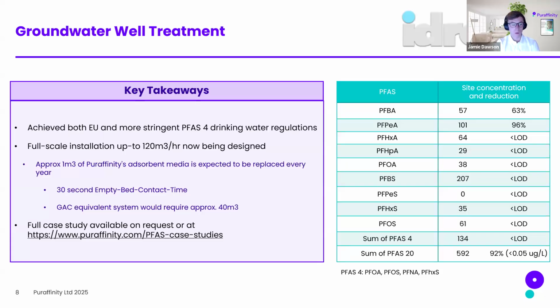We're estimating 1 meter cubed of our media is required on an annual replacement basis, and that's operating at a 30-second contact time. And when you compare that to what a GAC equivalent system might be, about 40 meters cubed, you're looking at 40 times less volume for probably a longer lifespan as well. So quite a significant CapEx, OpEx, and sustainability saving available to this client.